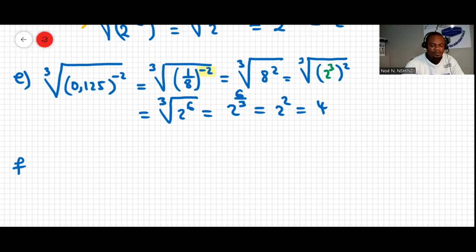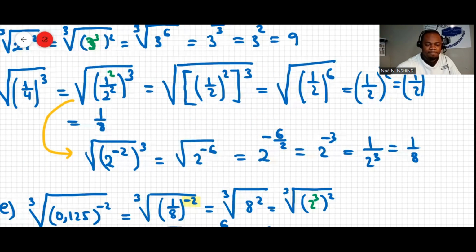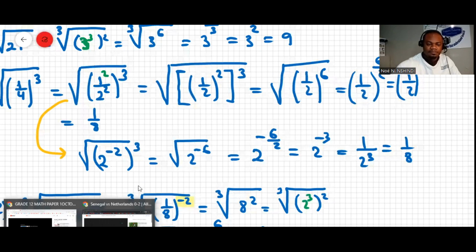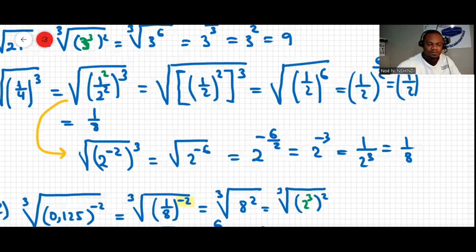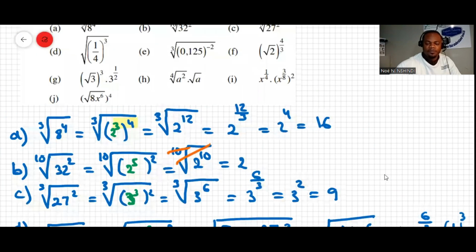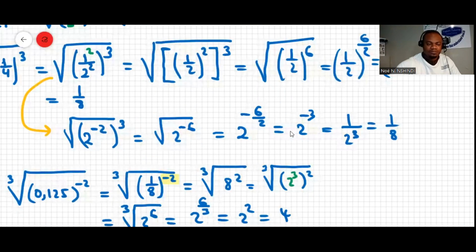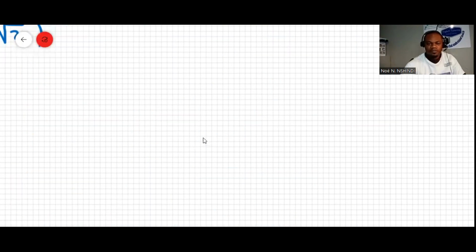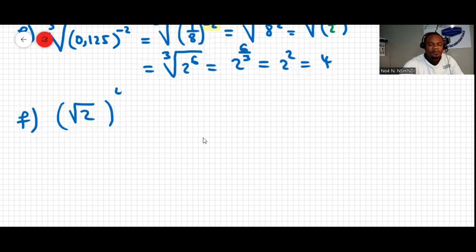F, we do have square root of 2. Okay, let's see the question again. F, it's square root of 2 all to the power of 4 over 3. So we can write square root of 2 as 2 to the power of a half, all to the power of 4 over 3.